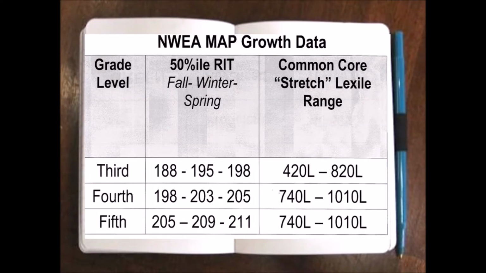This slide represents our MAP growth data. From those percentages, you will receive a Lexile range. The Lexile range is the ability that your child is able to read. The lower the level, the easier the read. The higher the level is their challenging, however, it's where they need to go.